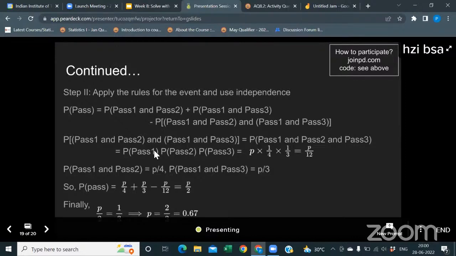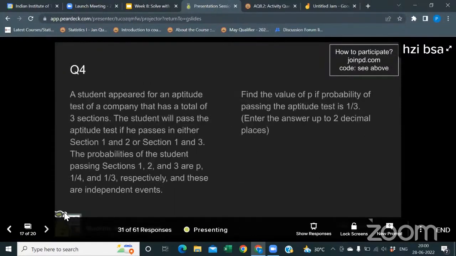My approach was where I took 3 conditions: one in which he has passed in 1 and 2 and failed in 3, one in which he passed in 1 and 3 but failed in 2, and one in which he passed in all 3. Then I equated it to 1 by 3 and got the same answer, sir. Okay, so passed in 1 and 2 and failed in 3, right? Yes, that is the first condition. Passed in 1 and 3 and failed in 2, that is the second condition. And third, passed in all 3.